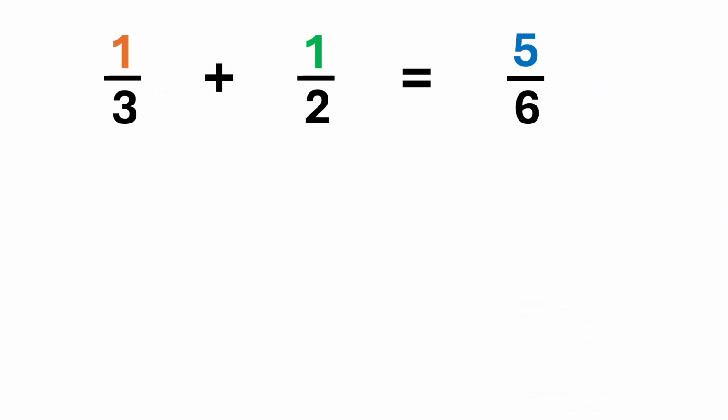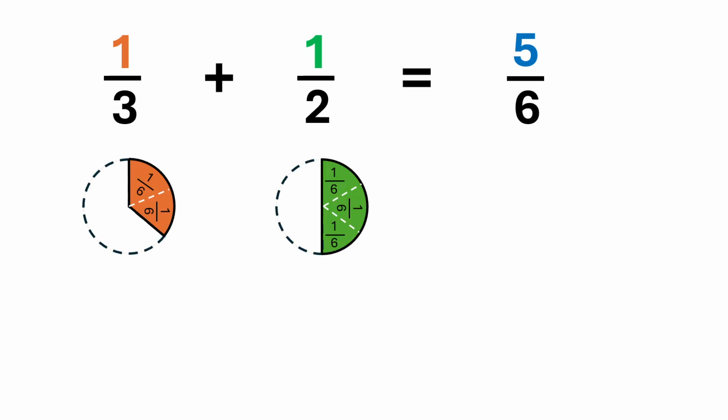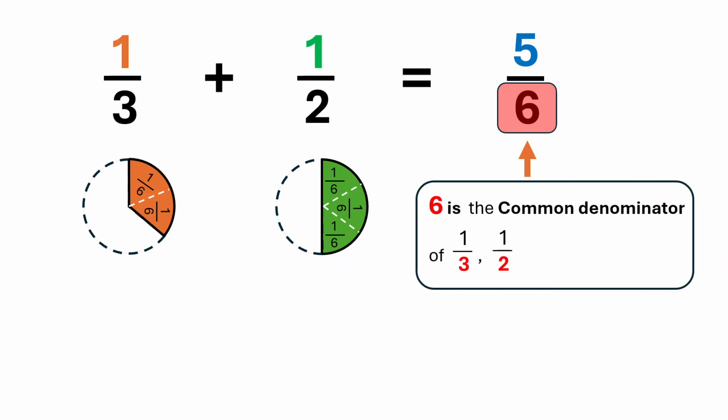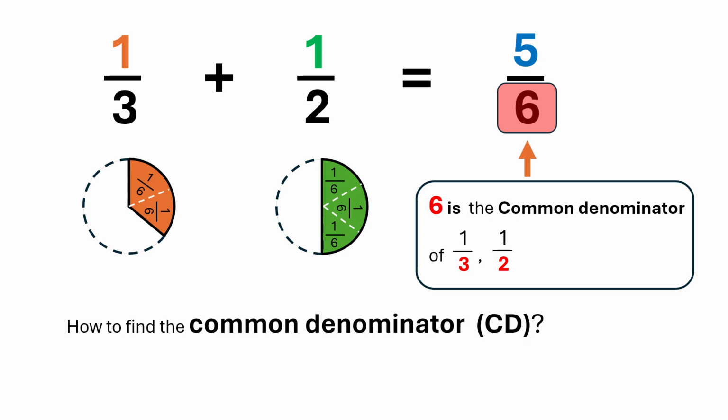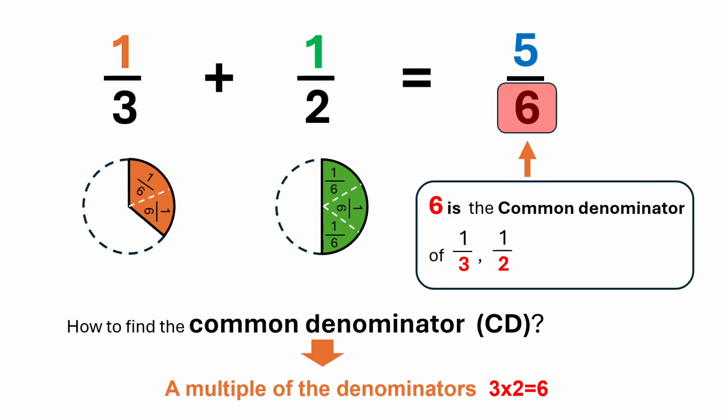Let's check. How do we find the unit? Fraction 1/6. 1/6 is the common unit fraction for both 1/3 and 1/2. That means 6 is the common denominator for 1/3 and 1/2. How can we find the common denominator? We multiplied the denominators to get the common denominator: 3 times 2 equals 6.